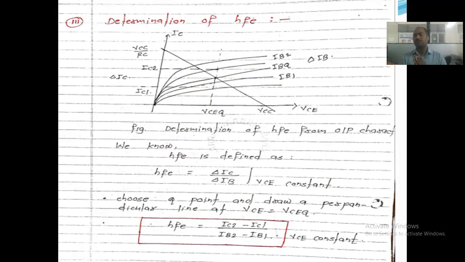To determine hfe from the output characteristic, we know that hfe is the ratio of the output current to the input current. For any transistor, output comes across the collector terminal and input comes across the base terminal. So the output current is the collector current. Therefore hfe is delta IC divided by delta IB, with VC equal to constant.